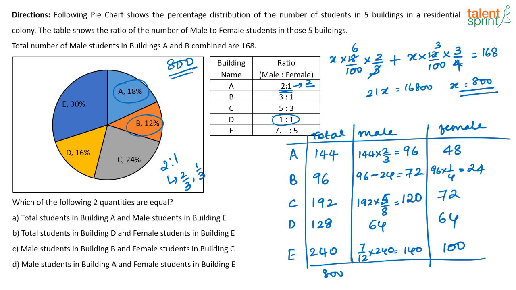Now, totally how many male members are there? Just add all these. Totally how many female members are there? Just add all these. Let's not do it for now. Maybe if it is required for a question, we will do it. Now, let us look at the first question.